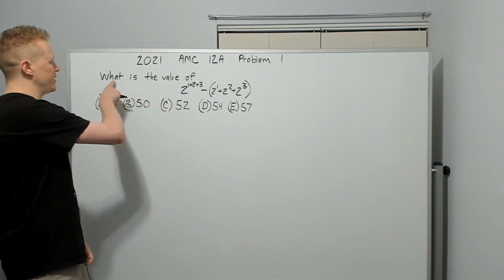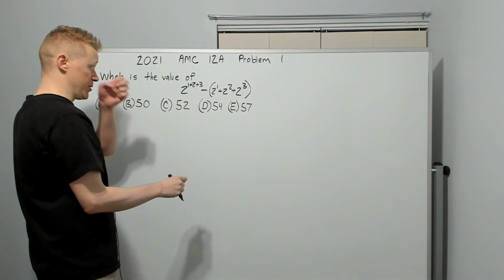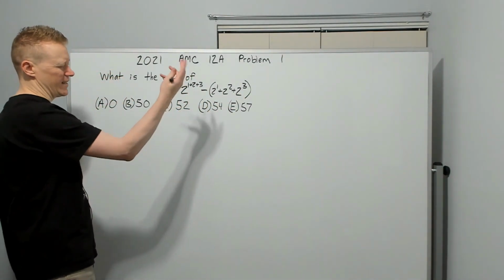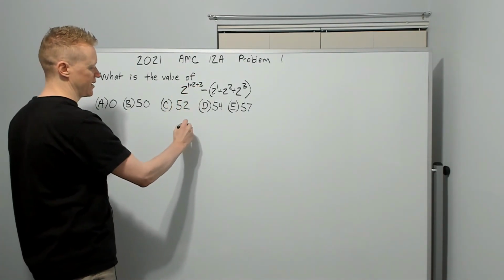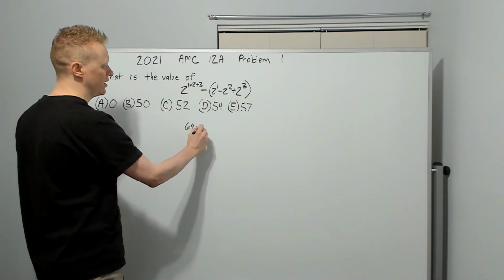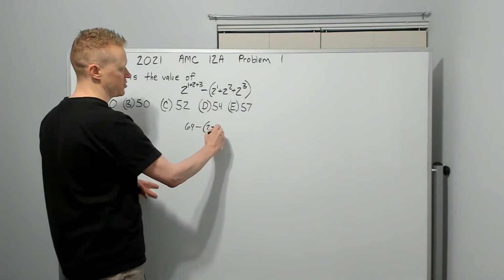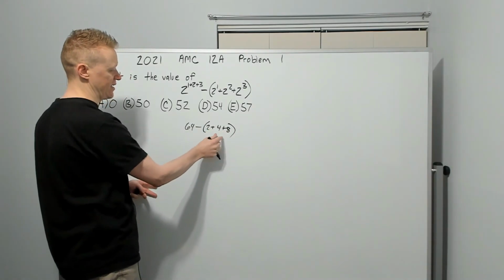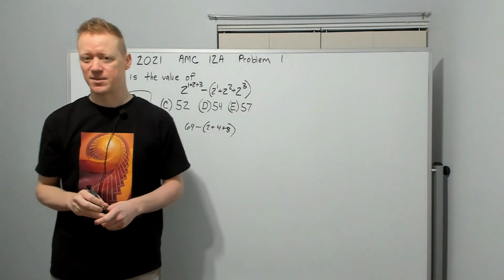Okay, so let's get started. What is the value of this expression? Just do it, right? So 1 plus 2 plus 3 is 6, 2 to the 6th. That's 64 minus 2, just be careful, 2 plus 4 plus 8, 10, 14, 64 minus 14, that's 50. Let's get to problem 2.